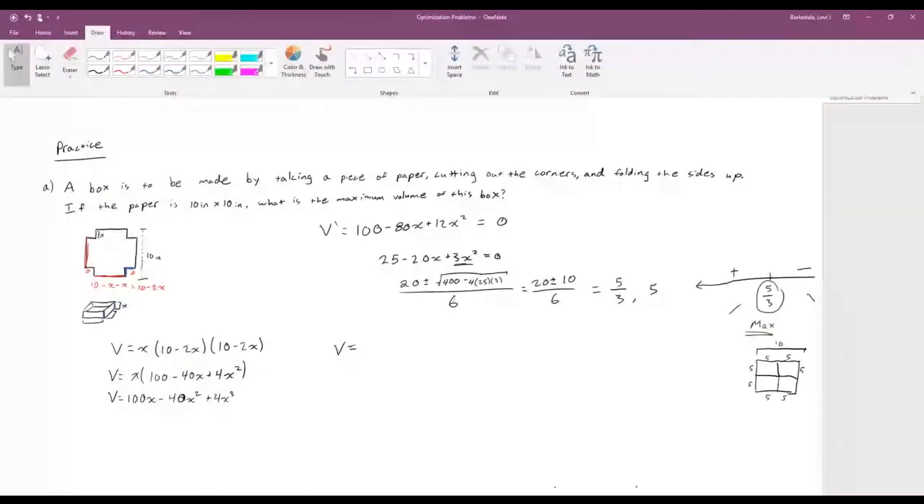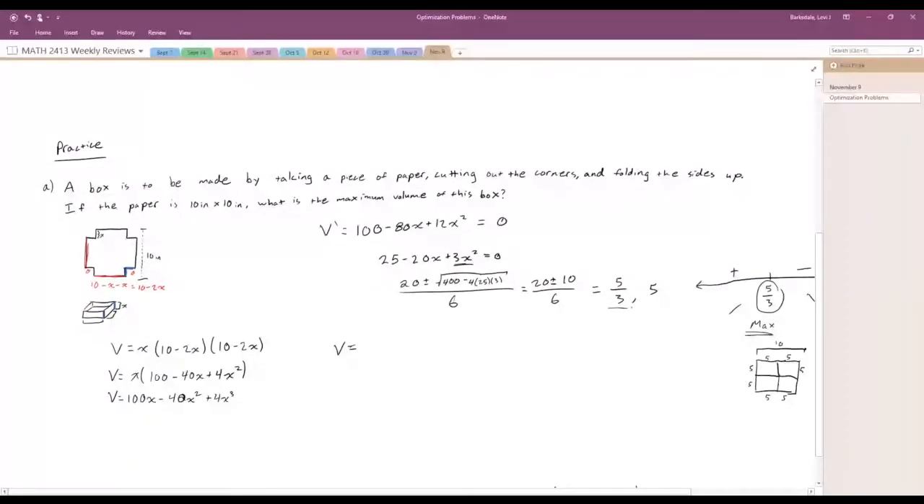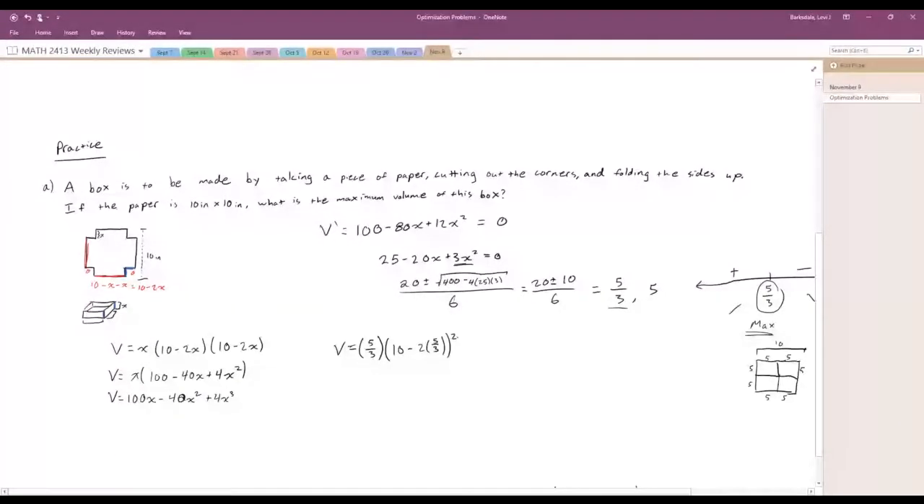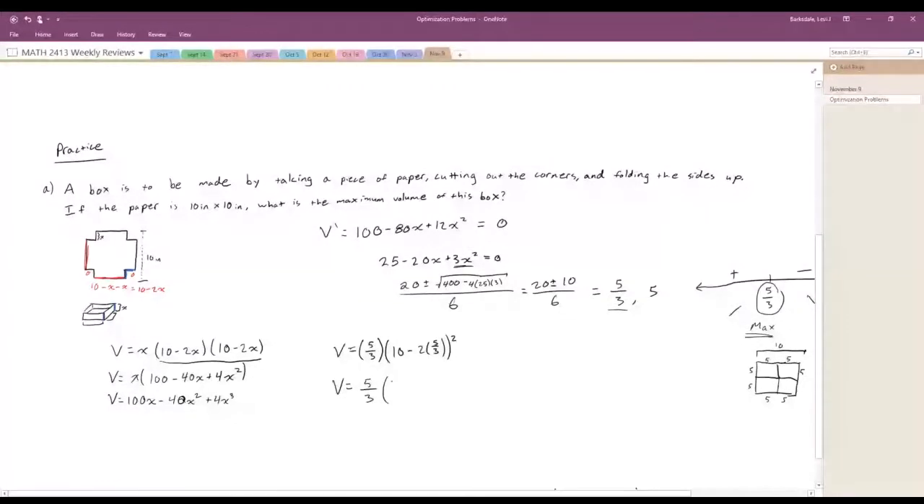But now we found out the optimal amount to cut away, and that's 5/3 for x. So the last step is just to plug this into our volume equation. All I did is I replaced my x's with 5/3, and I also combined these two terms because they're identical into a squared term. Now 10 minus 2 times 5 over 3 is 10 minus 10/3, which is 20 over 3. So my final answer is 1,000 divided by 9. And that would be inches squared.